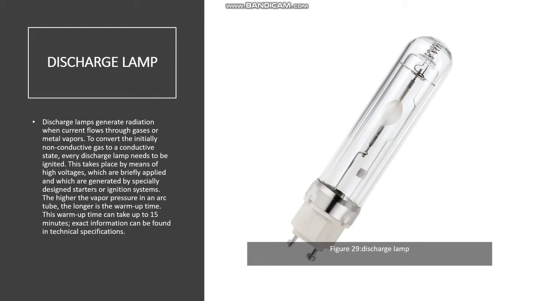Discharge lamps generate radiation when current flows through gases or metal vapors. To convert the initial non-conductive gas to a conductive state, every discharge lamp needs to be ignited. This takes place by means of high voltage, which is briefly applied and which is generated by a specially designed starter or ignition system. The higher the vapor pressure in the arc tube, the longer the warm-up time. This warm-up time can take up to 15 minutes. Exact information can be found in the technical specification.